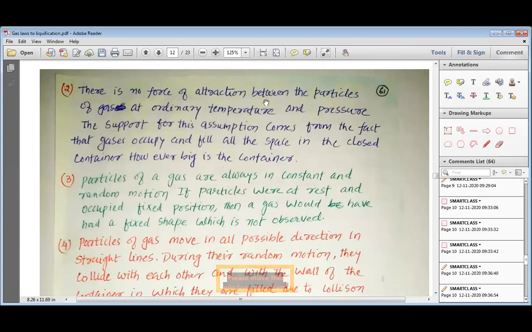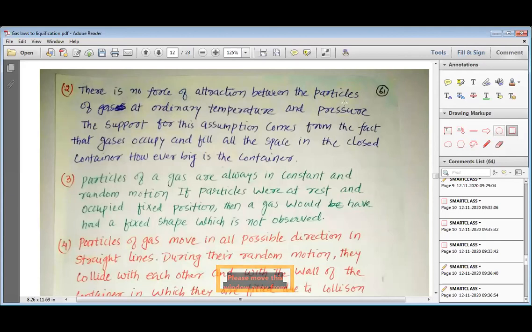There is no force of attraction between the particles of gases at ordinary temperature and pressure. At ordinary temperature and pressure, there is no force of attraction between the particles of gases. The support for this assumption comes from the fact that gases occupy and fill all the space in the closed container, however big the container is.